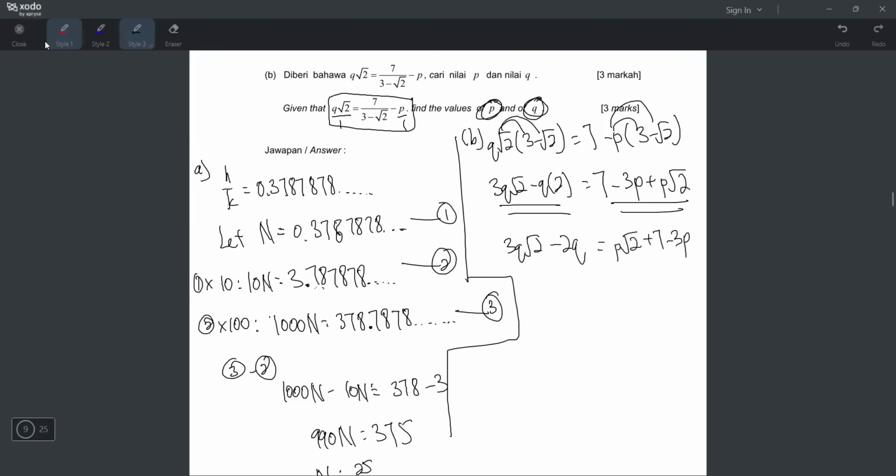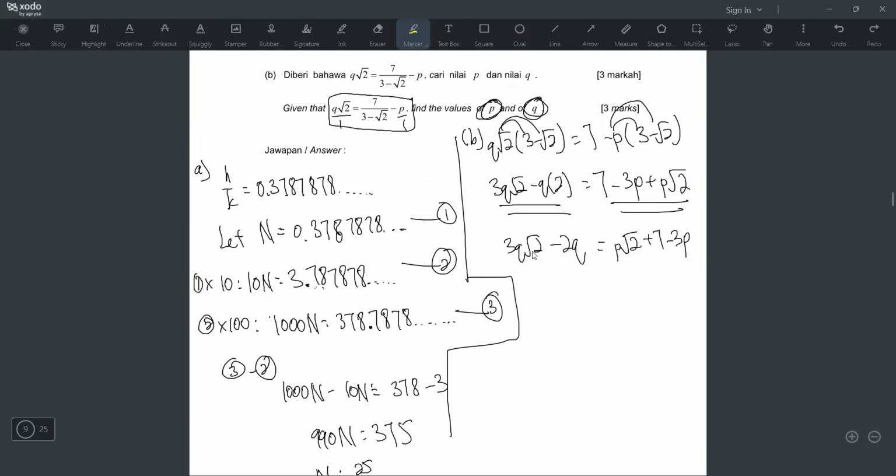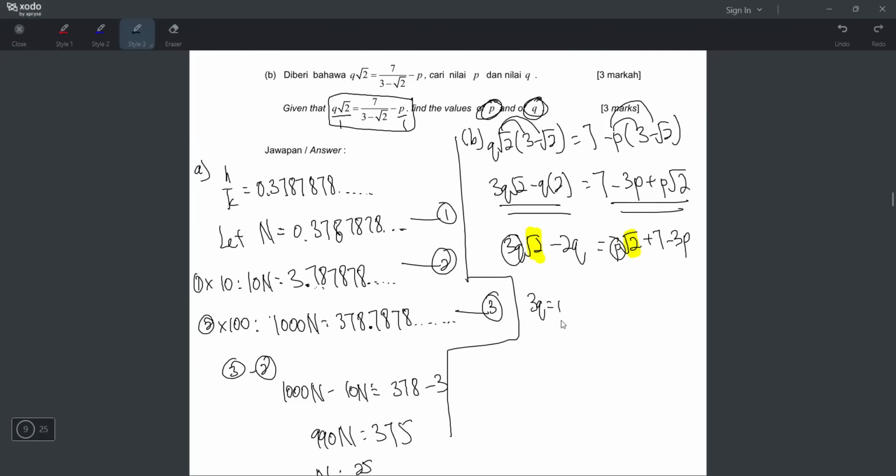So now what we can do is we can compare. So when we compare, we look for things that are same first. So what are the things that are the same? It's this square root 2 and this square root 2, right? So it means the coefficient of the square root 2 and the coefficient of square root 2, we can compare. Coefficient means dia punya perkali. Or you can say the number before square root 2. So automatic 3Q equals to P. Then what about the rest? Okay, the rest will be same with the rest lah. Like that lah. So it becomes negative 2Q equals to 7 minus 3P.